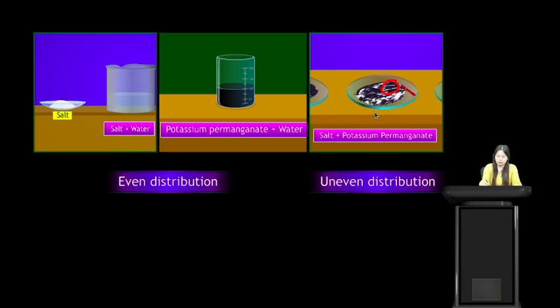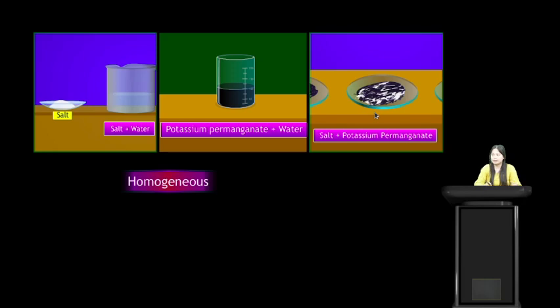In this portion we see that it is more black, right? So here more potassium permanganate is present, but around this area it is more white, so more salt is present. So in the first two examples there is even distribution, and in the third example there is uneven distribution. When the components have the same composition and it is evenly distributed, it is known as homogeneous. And if it is unevenly distributed, it is known as heterogeneous.